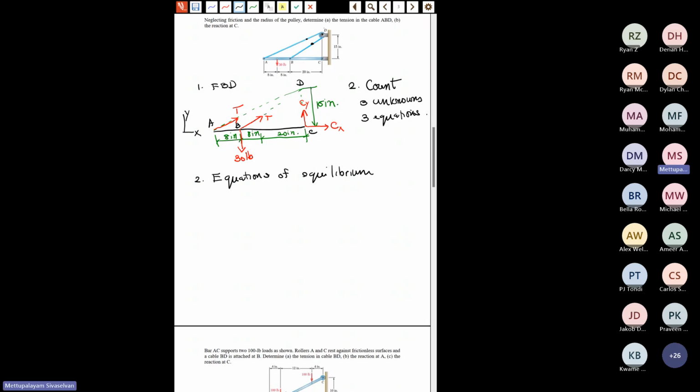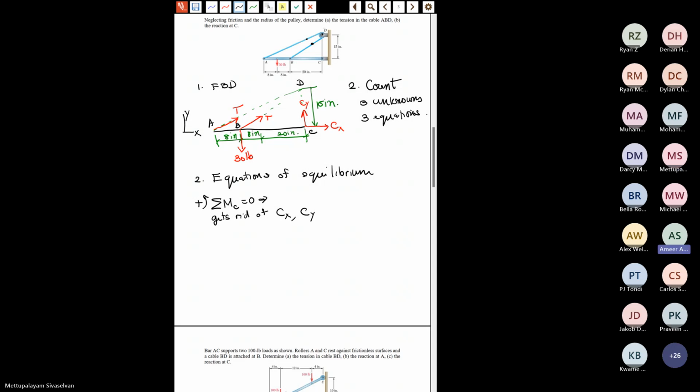What else can I do? You can take a moment about C, because there are 2 unknowns there. Right. So I can do a moment about C equals 0. That gets rid of Cx and Cy. What else can I do? That'll get rid of 2 unknowns.